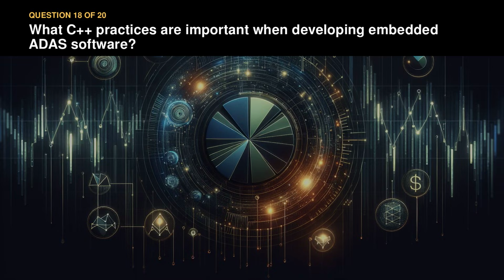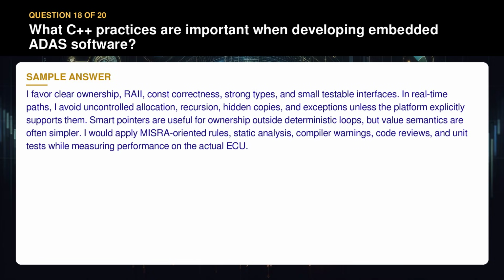Question 18. What C++ practices are important when developing embedded ADAS software? I favor clear ownership, RAII, const correctness, strong types, and small testable interfaces. In real-time paths, I avoid uncontrolled allocation, recursion, hidden copies, and exceptions unless the platform explicitly supports them. Smart pointers are useful for ownership outside deterministic loops, but value semantics are often simpler.